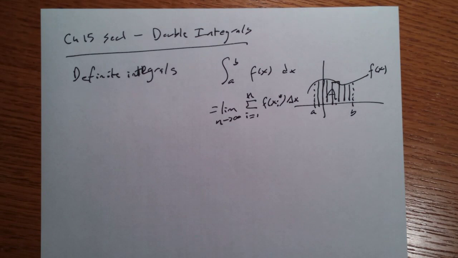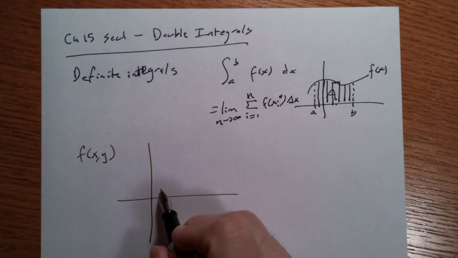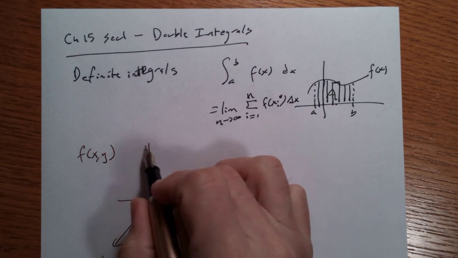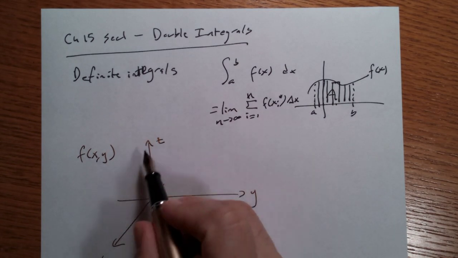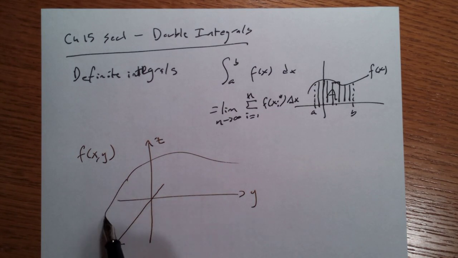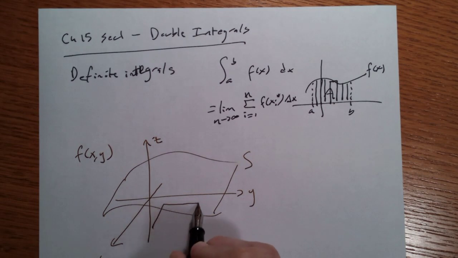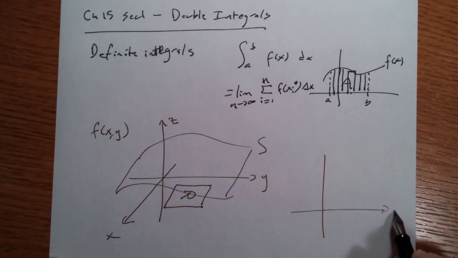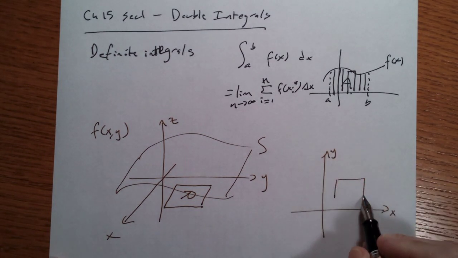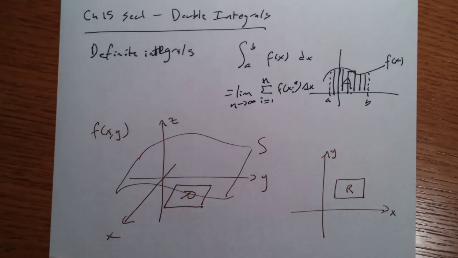But now I want to think of how to do the same idea with a surface. So I've got some surface S in 3D living above the XY plane. What I want to do is take an area in the XY plane. Let's call this R. You'll notice I've drawn that R sideways because if I go over here and just look at the XY plane, then the R will be oriented correctly. Its bottom faces the x-axis.